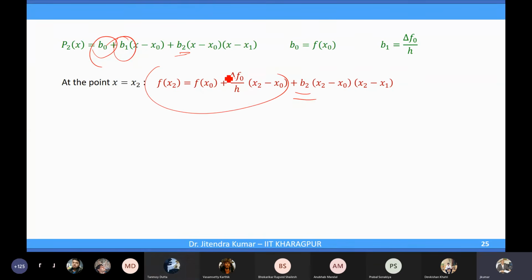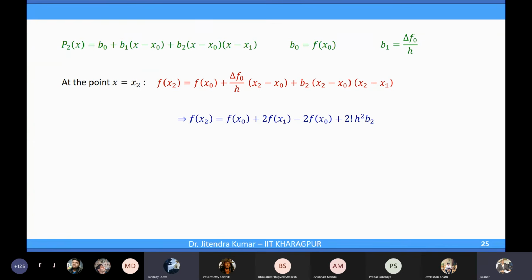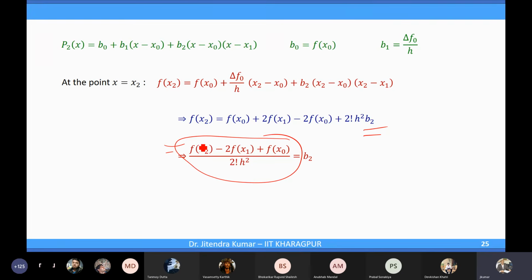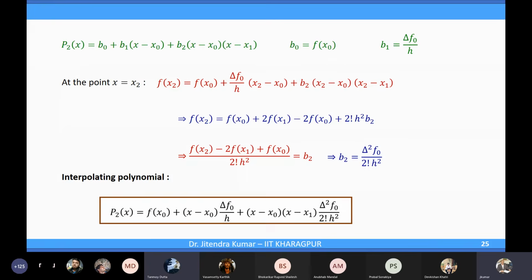Then you will take it to the left hand side and so on, and finally what is b2? You will get b2 here in this form, and you will see the numerator is coming as the double difference, the second difference, delta 2 f0 over factorial 2 h square. So that is your b2, and the interpolating polynomial is coming like this.